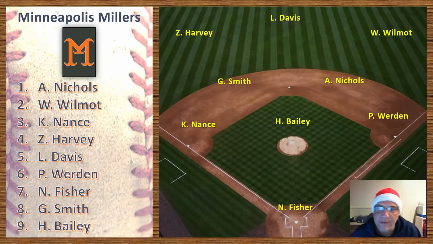And the starting lineup for the Millers looks exactly like it did yesterday. They have Nichols playing second, leading off. Wilmot, the right fielder, will be batting second. Nance, the third baseman, will be batting third. Harvey will be in the cleanup spot. He's playing left field. Worden will be playing first, batting sixth. Fisher, the catcher, batting seventh. Smith, the shortstop, batting eighth. And ninth will be the pitcher, Bailey.